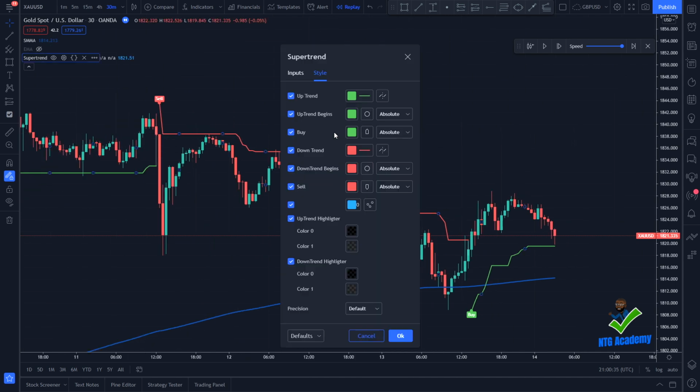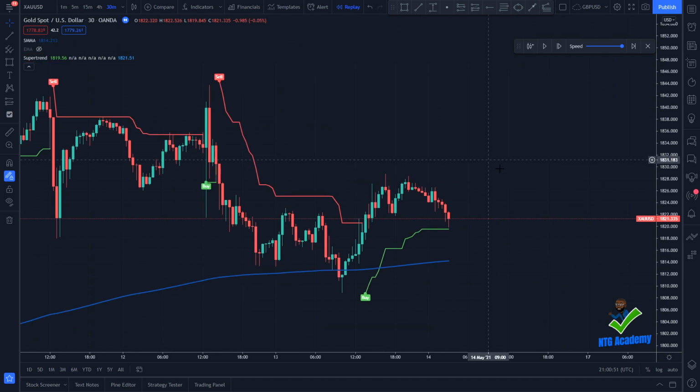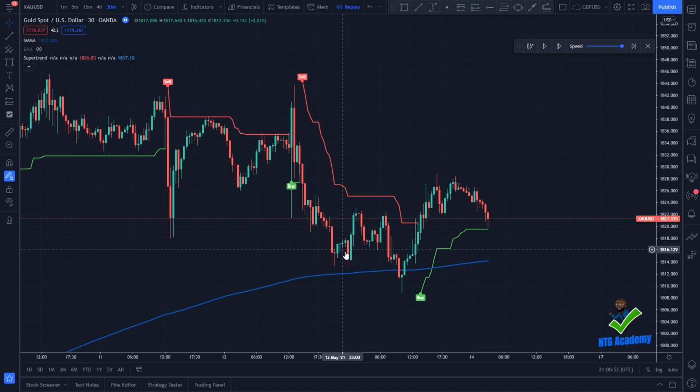You want to click on the super trend strategy and go ahead and change the settings to ATR period 8. I think the default setting is 10. You want to change it to 8 and then you leave everything else. So that's the first thing with the super trend here.